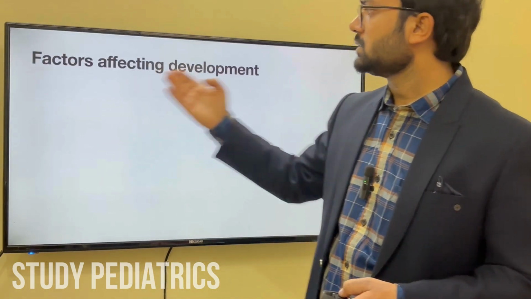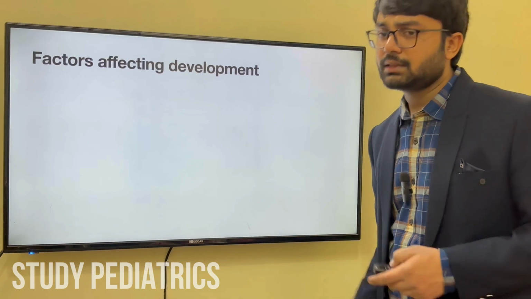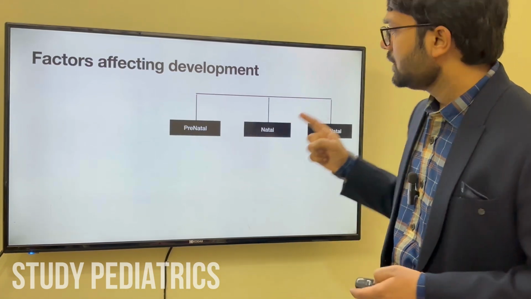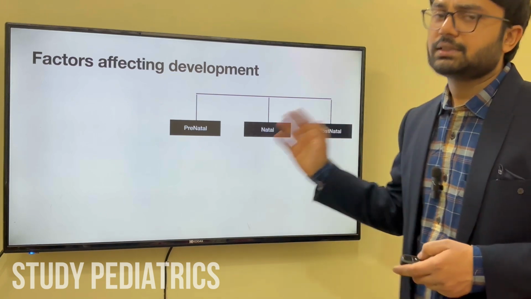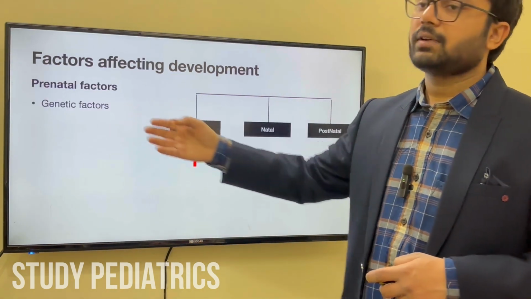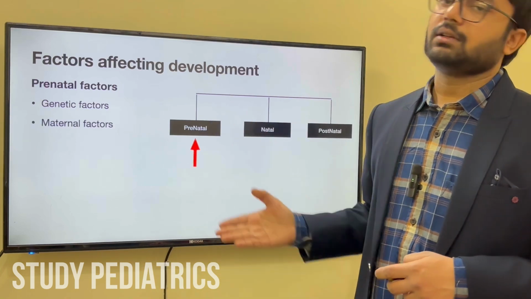Next comes the factors affecting the development. There are basically three factors which affect the development. First is the prenatal, then the natal, and the postnatal. Let's study one by one, prenatal factors. Now, what are the prenatal factors which affect? The genetic factors and the maternal factors.